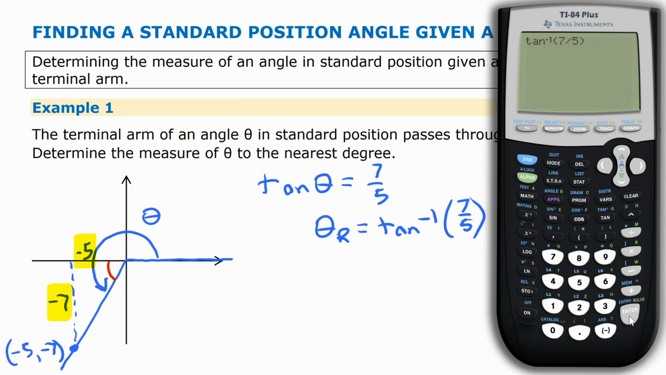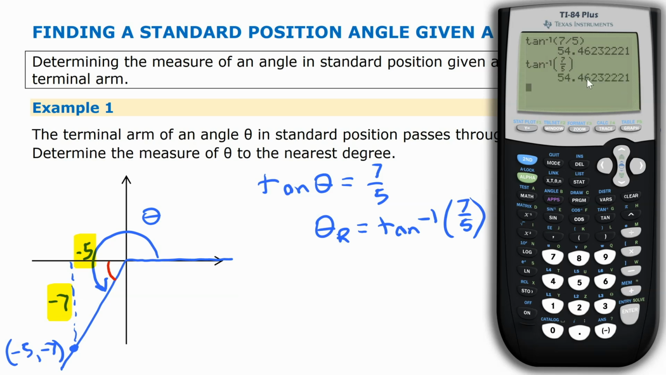If you wanted to, you could work out what 7 divided by 5 is first, but you might as well put it all in one step like this if your calculator has that ability. If you have a fraction key, you could also put it in as a fraction, of course. This has a fraction key right here. And so I can go 7 over 5, and then it'll give me that.